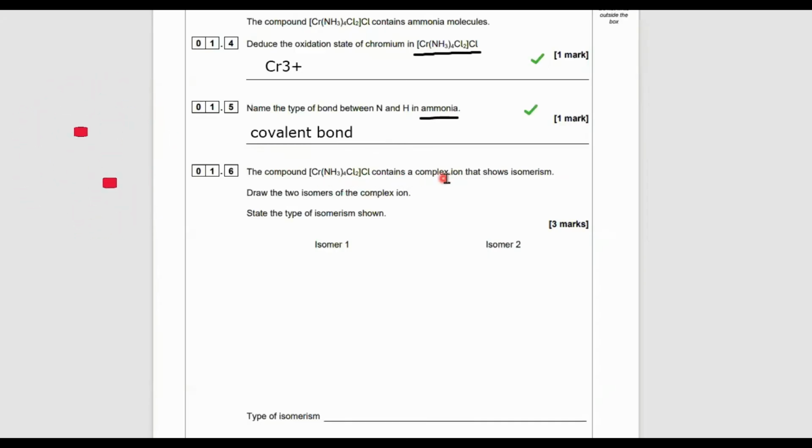Okay, let's get into 1.6. The compound Cr(NH3)4Cl2 with Cl outside the brackets contains a complex ion that shows isomerism. Draw the 2 isomers of the complex ion and state the type of isomerism shown. So we've got 2 isomers to draw here. And they are just going to be like this.